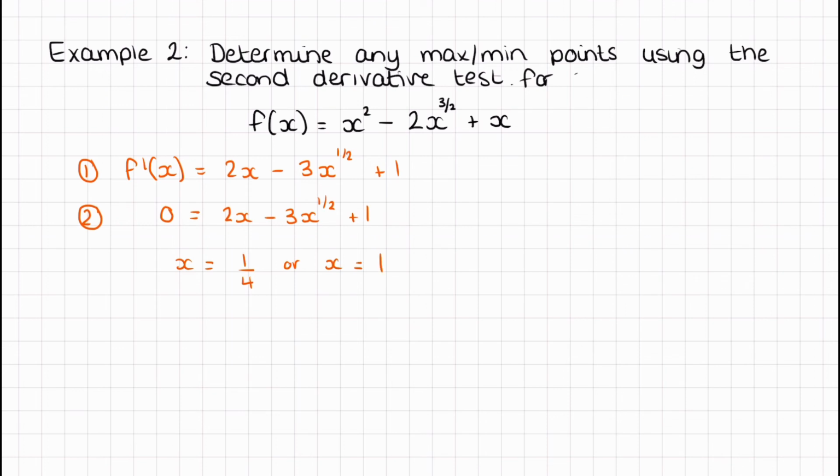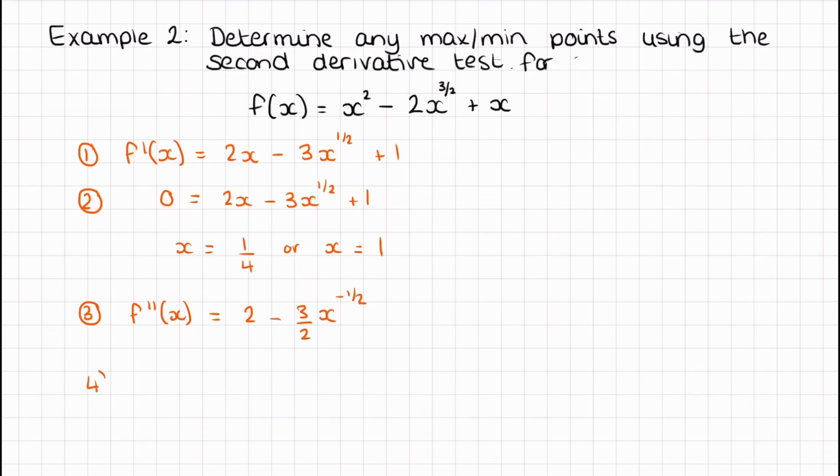Now with the second derivative test, we then want to do the derivative again. And if we do this, we'll end up with 2 minus 3 on 2 x to the power negative a half. Once we have that, we want to sub in our values that we found in step 2 into the second derivative to find out if it's concave up or concave down, and then we'll know if it's maximums or minimums. So we're going to put a quarter in first.